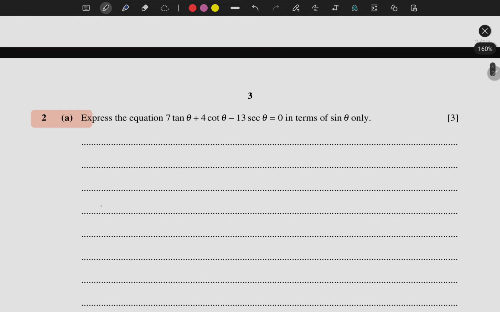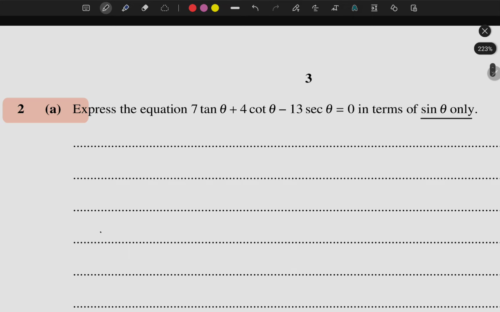So in this question, we have question 2a. It says, express the equation 7 tan theta plus 4 cot theta minus 13 sec theta is equal to 0 in terms of sine only. Okay, so we know we're going to use some trig identities here to convert this expression in terms of sine theta only. So I'm first going to try to write everything in terms of sine and cos, and we'll move from there.